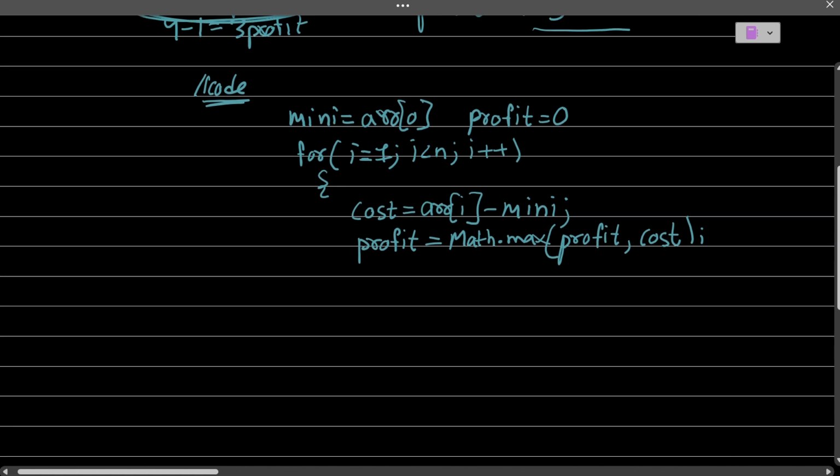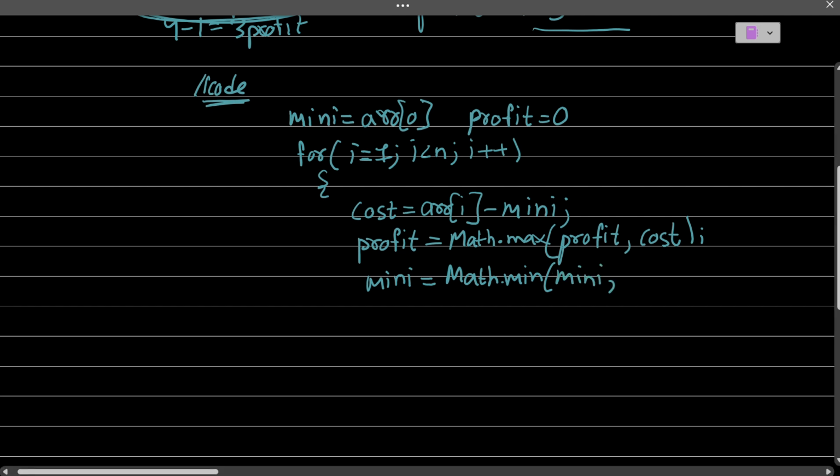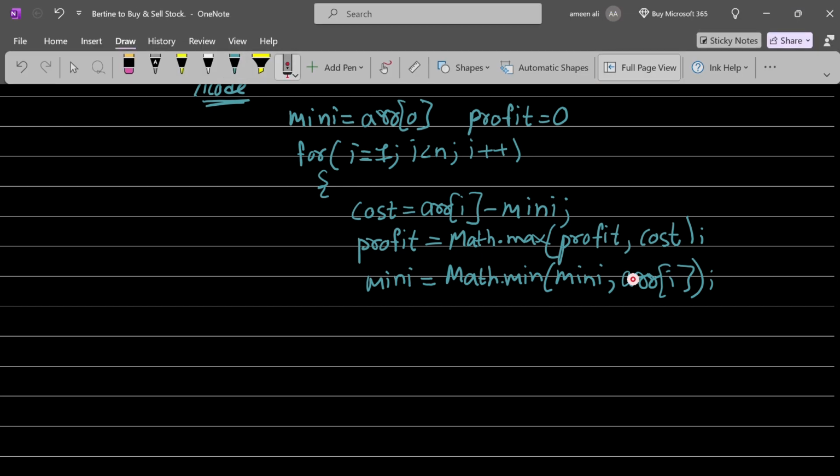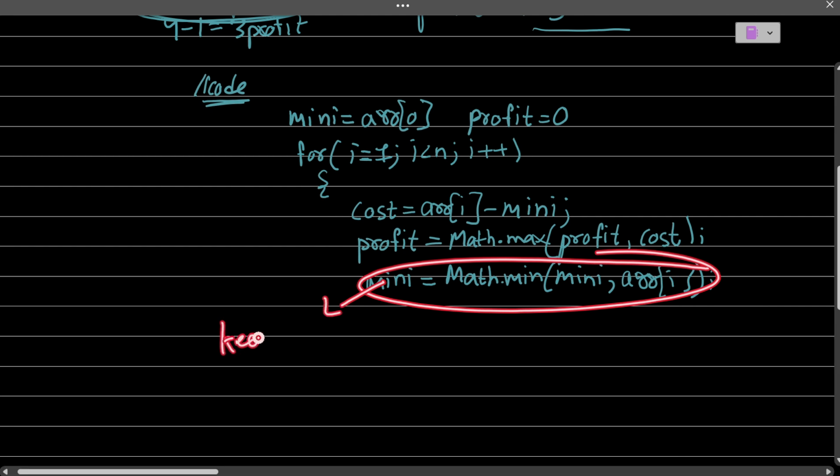Okay, what will be my minimum? Minimum will be Math.min, so minimum is going to be updated with the share price on that day, right? So what is the use of this minimum? This minimum is going to keep track of my minimals.